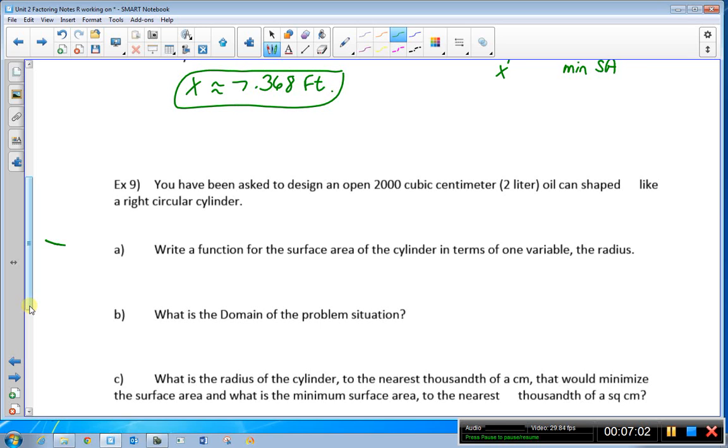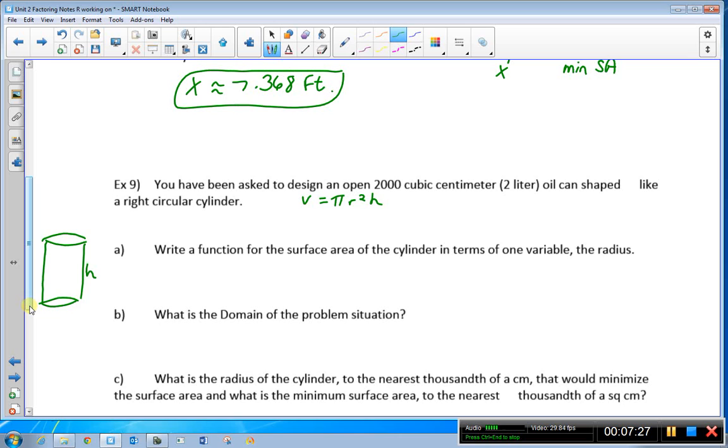So there's my circular cylinder. There's my height. Write a function for the surface area. Well, I know the volume is equal to pi r squared h, and I may need that, so I'm going to start with that.